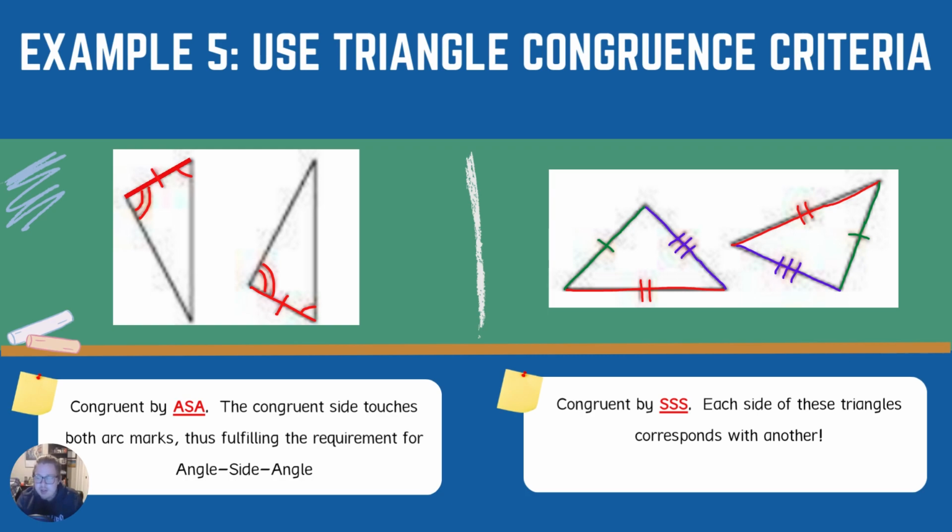The one on the right is a little bit more straightforward, right? I see that these two triangles are equal to each other because of side, side, side. Each side corresponds with another one. There's a single tick mark side, there's a double tick mark side, and there's a triple tick mark side, okay? Each of those sides match with another one. You guys seem to be pretty good on that one. It's one of the easier concepts.